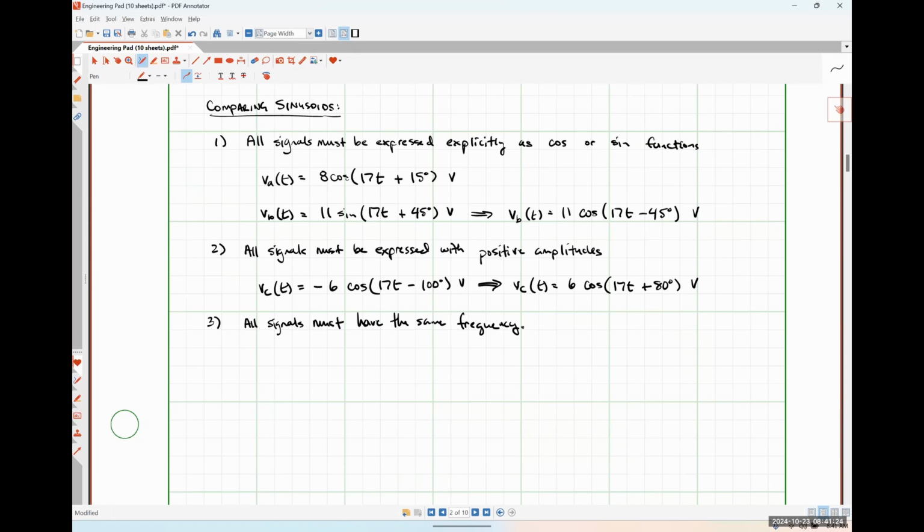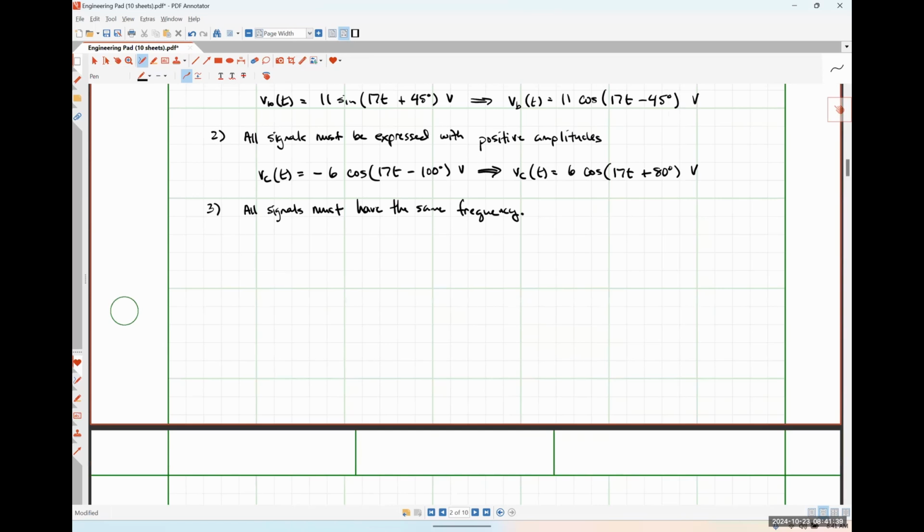And now I want to talk about probably the most common comparison of sinusoids that we see, particularly in steady state sinusoidal analysis and power related engineering. And that is the concept of leading and lagging. Okay.